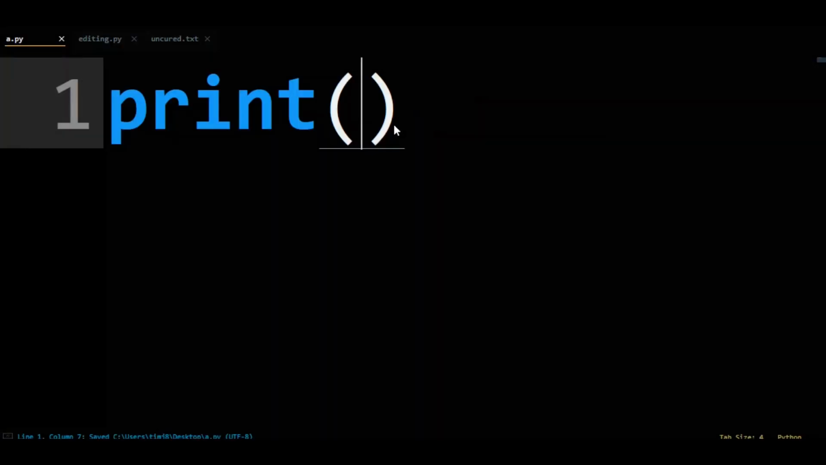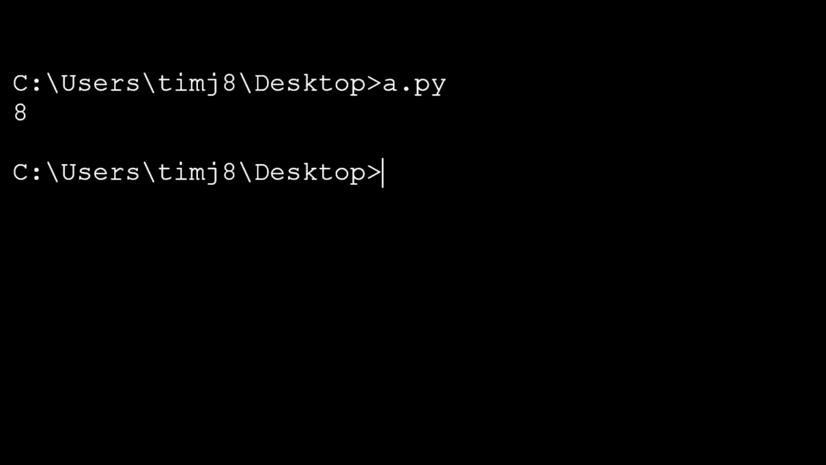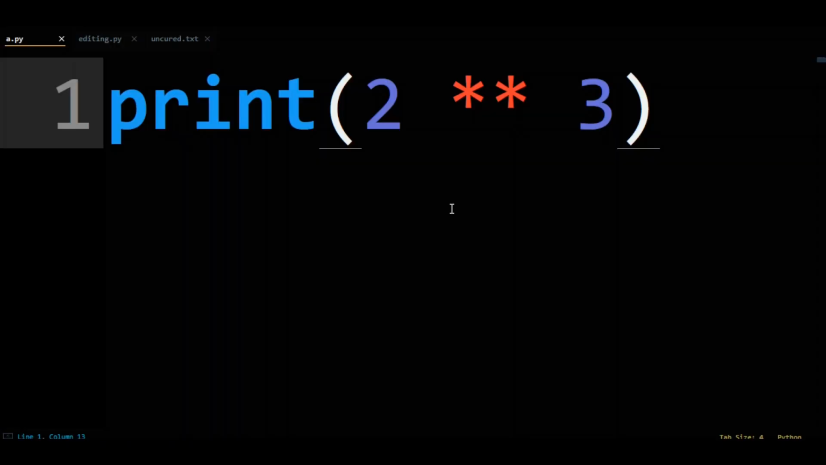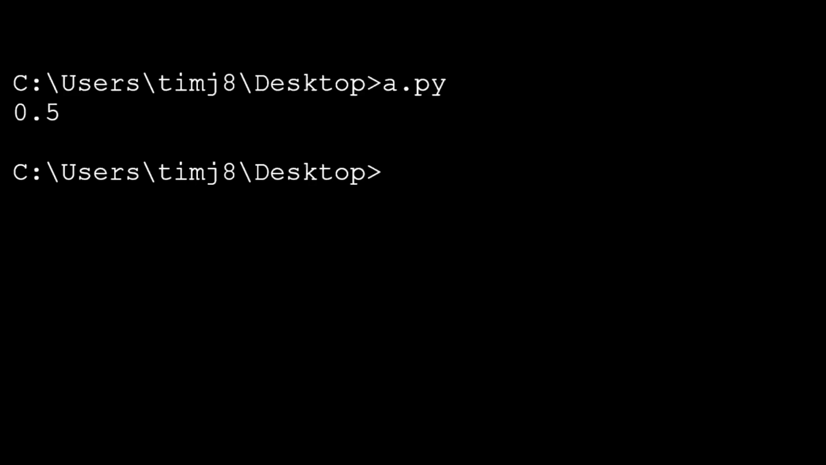Next, Python actually has a built-in exponentiation operator represented by the multiplication operator twice. If we do print 2 times times 3, this does 2 to the third power. If we run this code, you'll see 2 to the third power is 8. Last, the first flavor of division. If we do print 1 divided by 2, and run the code, you'll see 1 divided by 2 is 0.5.